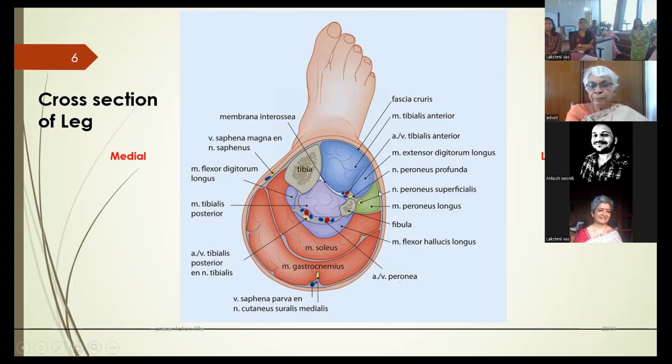And then you have the lateral compartment, which is made up of the peroneus longus and the peroneus brevis. In the posterior compartment, you have the superficial and the deep layers. The superficial layer is the gastrocnemius, the medial head and the lateral head. Then you have the soleus. This forms the superficial compartment. And the deep compartment comprises the tibialis anterior, the flexor digitorum longus, the flexor hallucis longus. The popliteus is not shown.